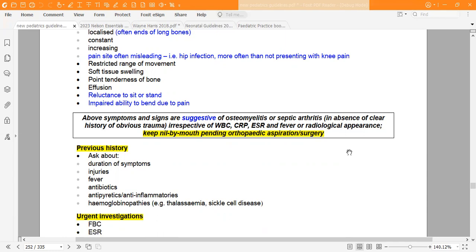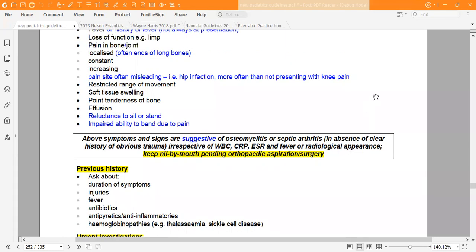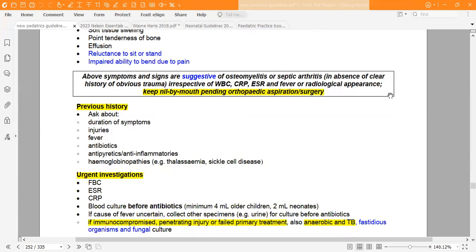So all the above symptoms and signs may lead you to a diagnosis of osteomyelitis or septic arthritis, regardless of the WBC count, CRP or ESR, and fever or radiological appearance. It's only clinical presentation. Okay, so in any case, you will keep the child nil by mouth pending orthopedic aspiration or surgery. All right.